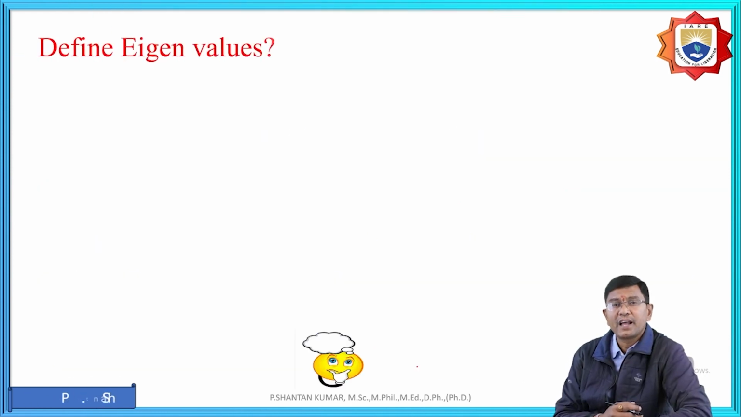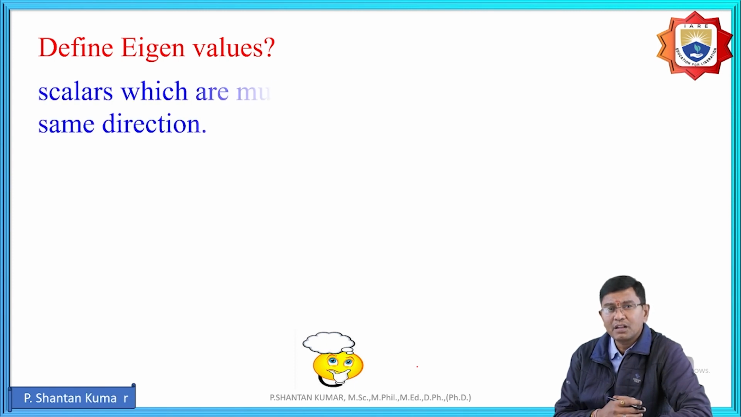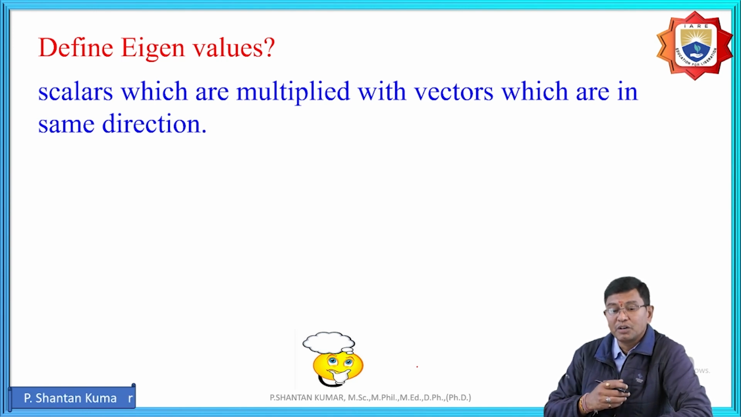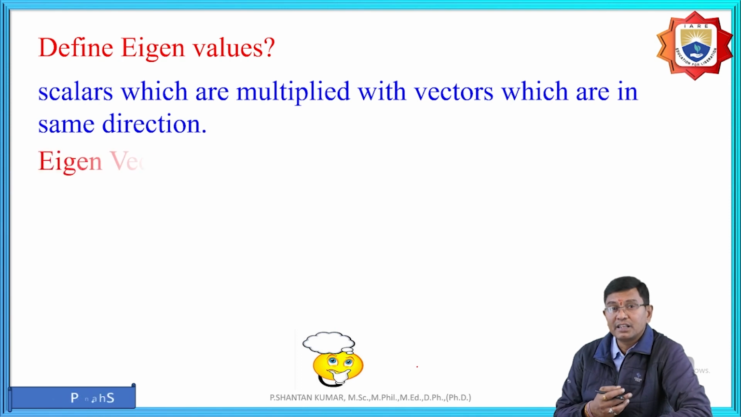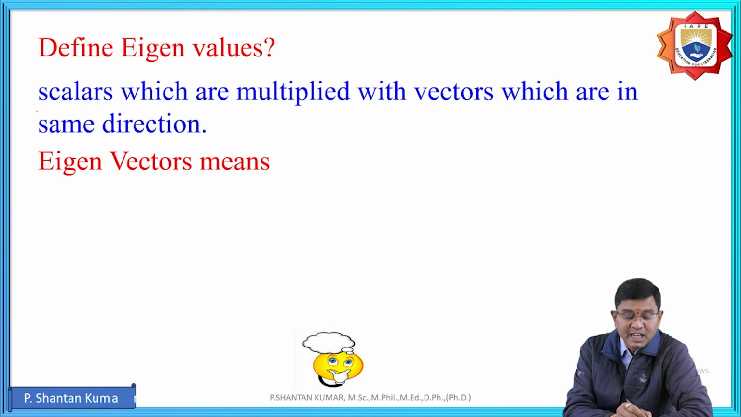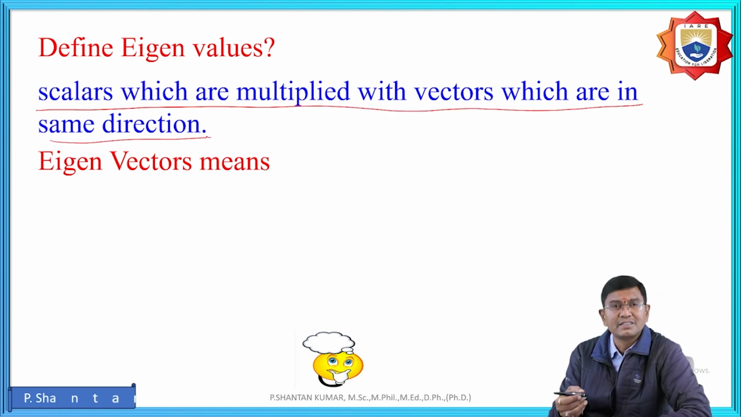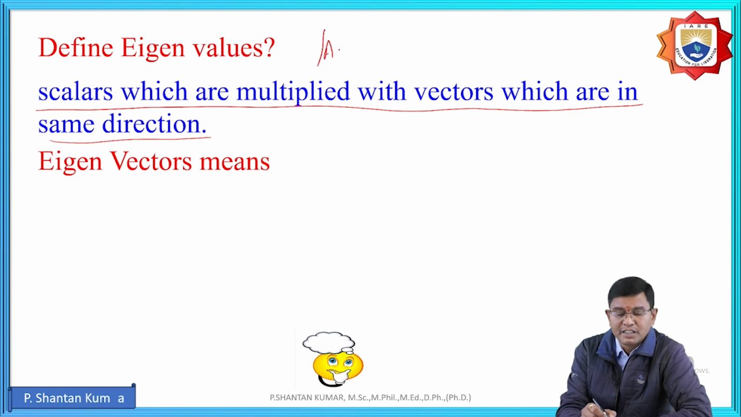Next, define the eigenvalues. The eigenvalues come from the determinant of A minus lambda I equal to 0. By solving that equation, for example for a 2 by 2 matrix, we get the values, and these values are called eigenvalues. That means scalars which are multiplied with vectors in the same direction. The determinant of A minus lambda I is equal to 0 gives the lambda values. For a 2 by 2, you obtain lambda 1 and lambda 2.